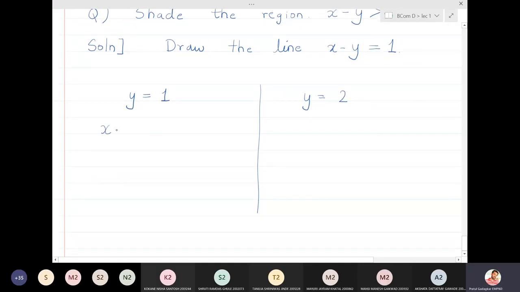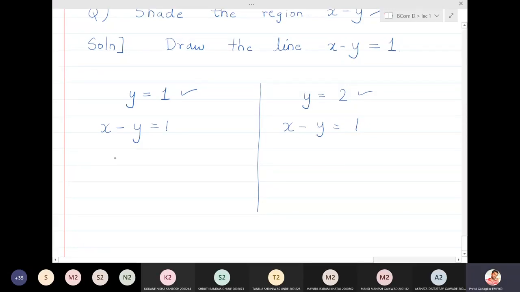So if I put x minus y equal to 1, you can take anything here. You can even take x equal to 1 and x equal to 2. But you should be proper in your calculations, otherwise you will not get the correct answers. Be careful in your calculations. This means x minus 1 is equal to 1, x minus 2 is equal to 1. Here I am putting y equal to 1, here I am putting y equal to 2.